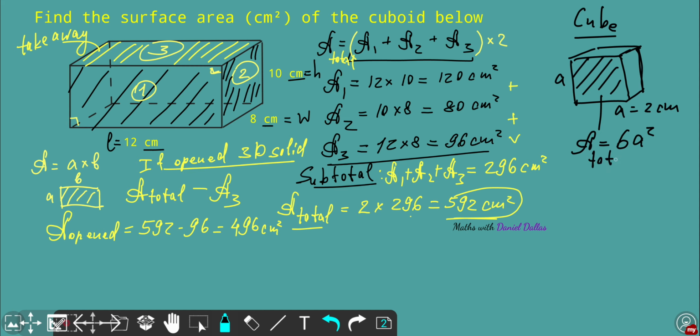So that's the total surface area. In this case, we simply get the following: 6 times A squared, where 2 squared is 4, and 4 times 6 is 24 centimeters squared.